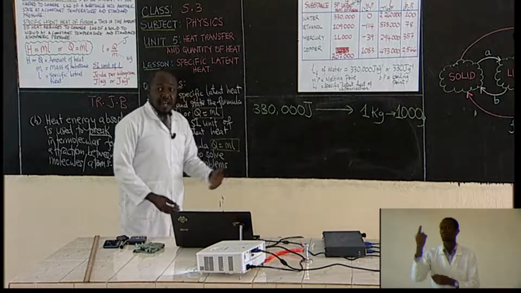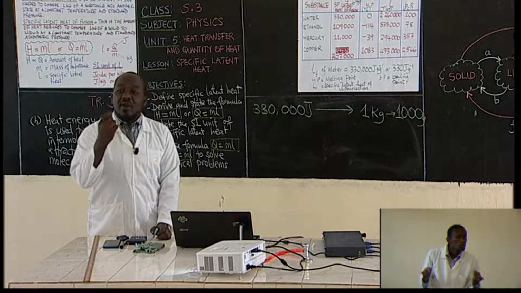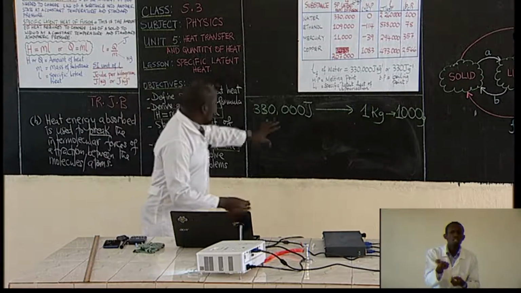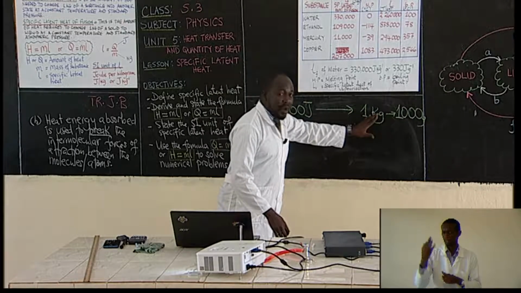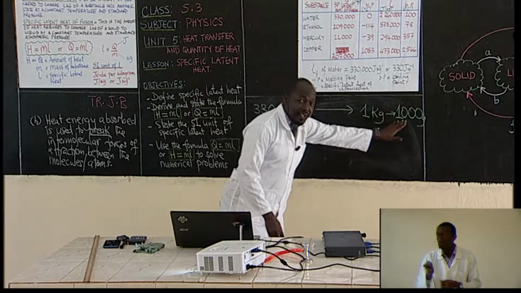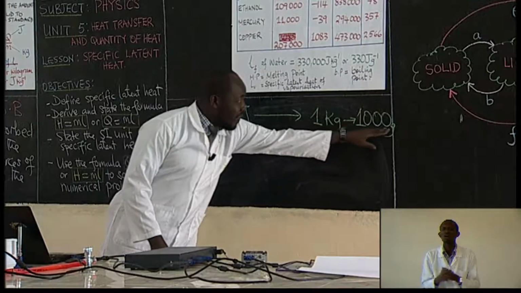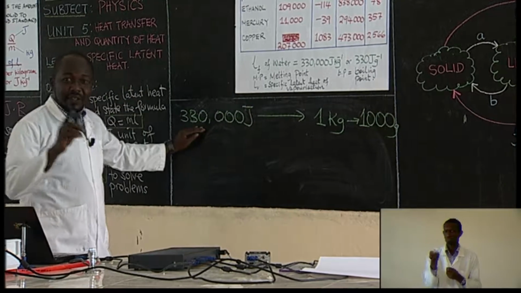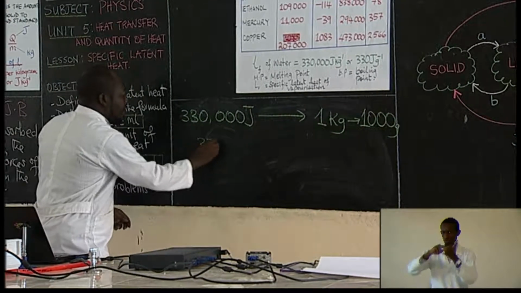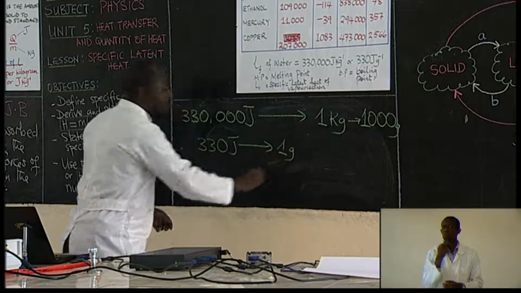So sometimes they ask you, how many joules of heat are required for only 1 gram? So 330,000 joules are required by 1 kilogram, which is 1,000 grams. What about only 1 gram? We divide this value by 1,000. We also divide this value by what? 1,000. So it means 330 joules will be required by how many grams?